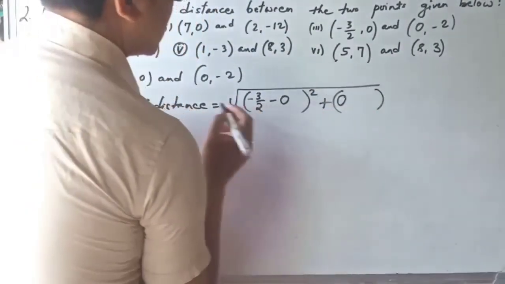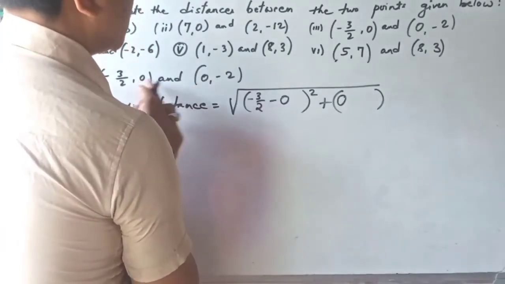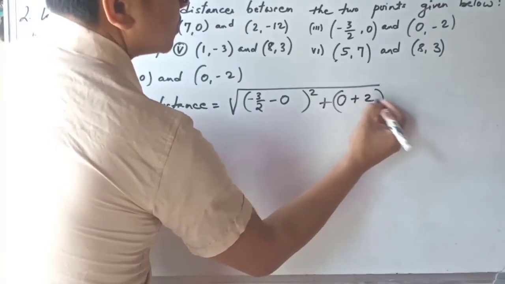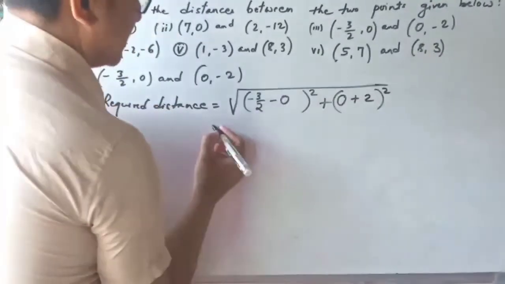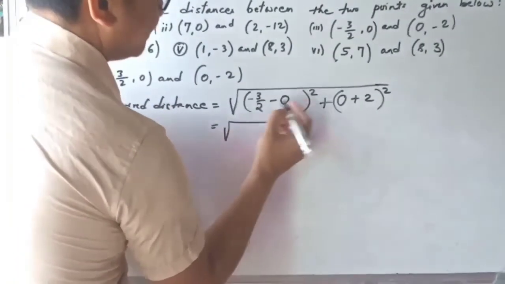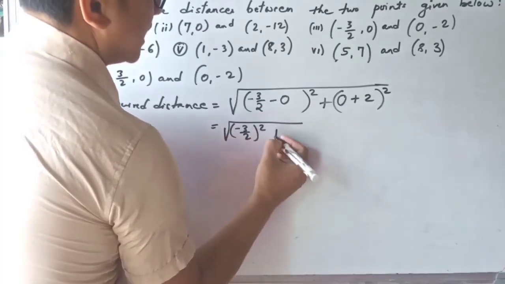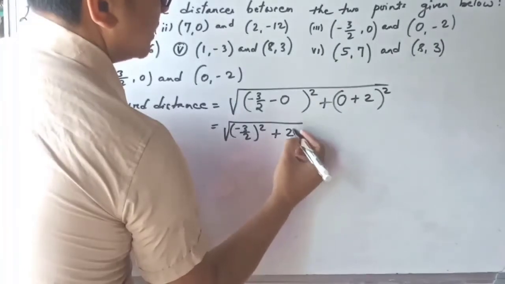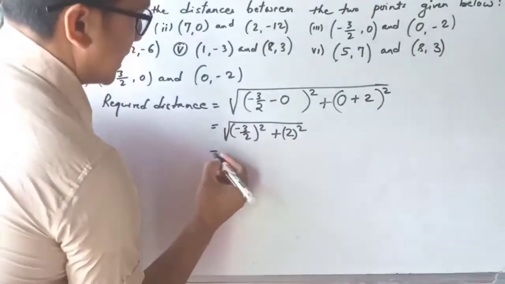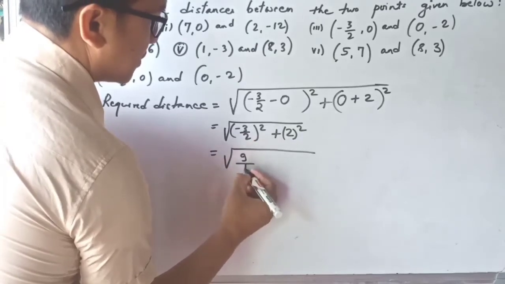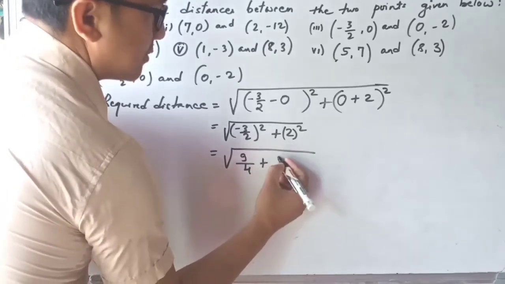When we subtract 0 and minus 2, here is minus, so we have to write plus 2 square. And in the next step it will be (minus 3 upon 2) square only, and when you add 0 and 2 it will be only 2 square. And in the third step, square of 3 will be 9 and square of 2 will be 4, and here also square of 2 will be 4.